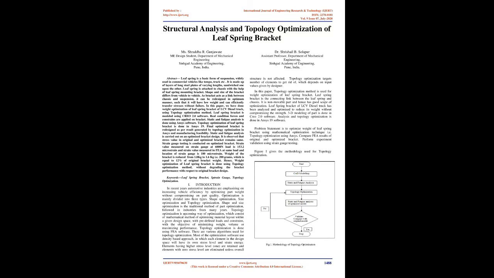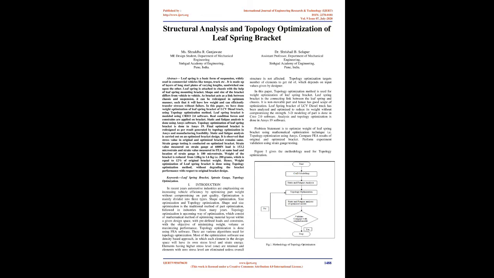Leaf spring is attached to the chassis with the help of a leaf spring mounting bracket. Shape and size of the bracket differs from vehicle to vehicle. As the bracket acts as a link between chassis and suspension, it can be redesigned in an optimum manner, such that it will have low weight and can efficiently transfer stresses without failure. In this paper, we have done weight optimization of leaf spring bracket of an LCV diesel truck, using the topology optimization method.